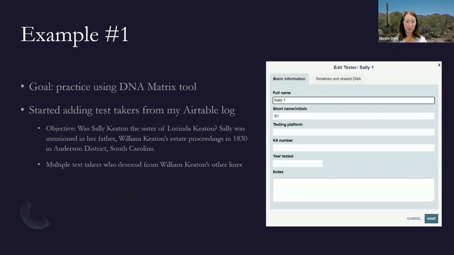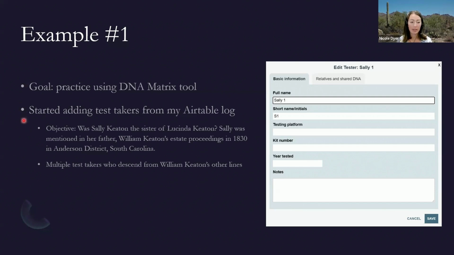So here are two examples. This first example was just me trying to play with the tool and see what it can do and learn how to use it. And so I recommend that everyone try doing this too. Whenever you want to try a new tool, just click around and start typing things in and see what happens. You are allowed to create one free DNA matrix, and then if you want to create multiple, you'll need to subscribe, just like other tools on DNA Painter.